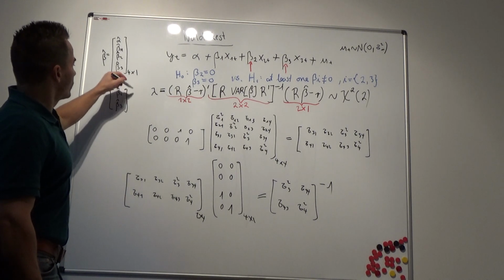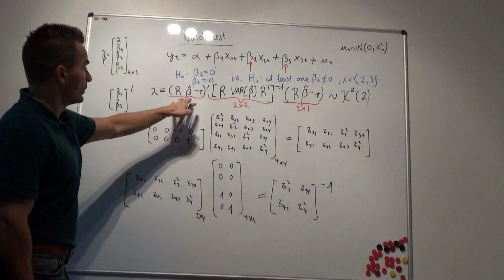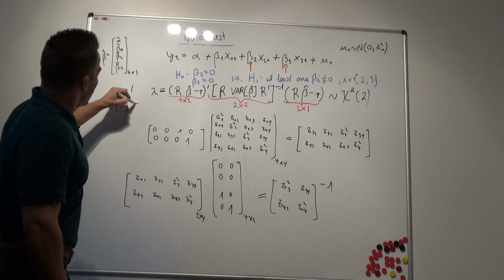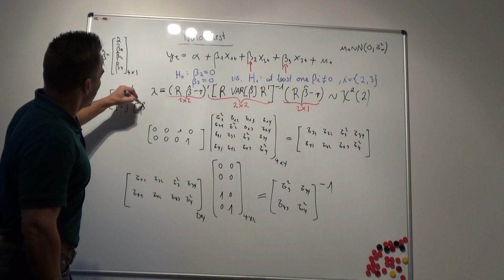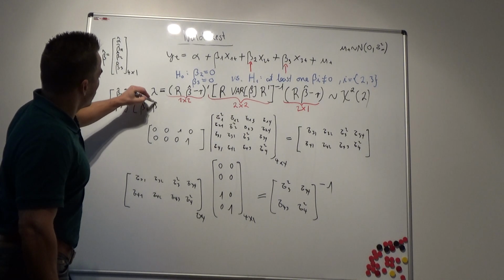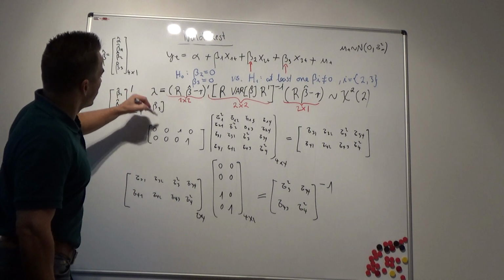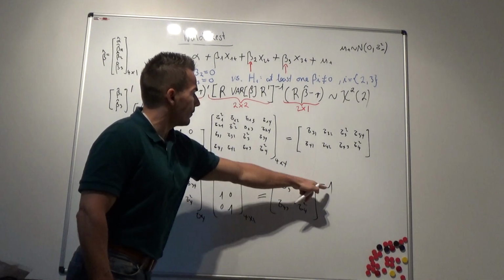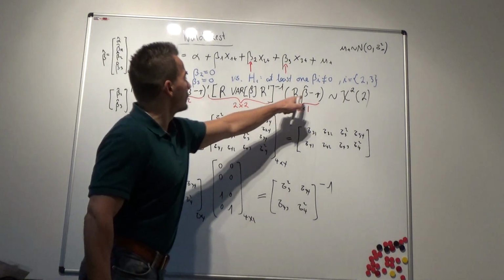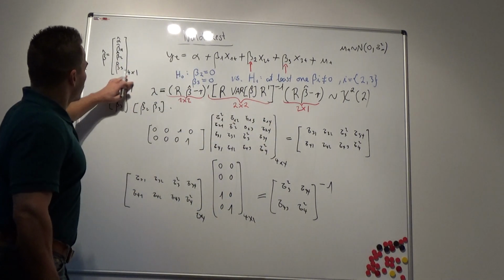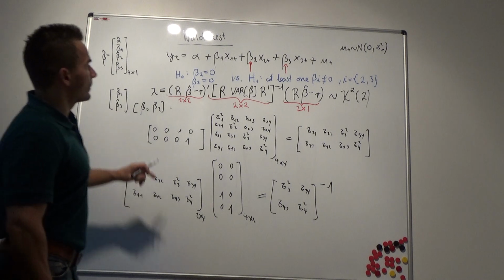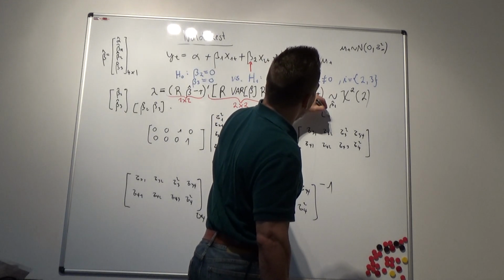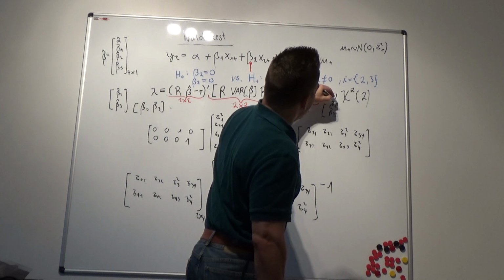We have to transpose this guy if we multiply it from the left. So this becomes then a row vector, which looks like this: beta hat 2, beta hat 3, times this guy here, inverted, times this guy here, which is beta hat 2, beta hat 3.